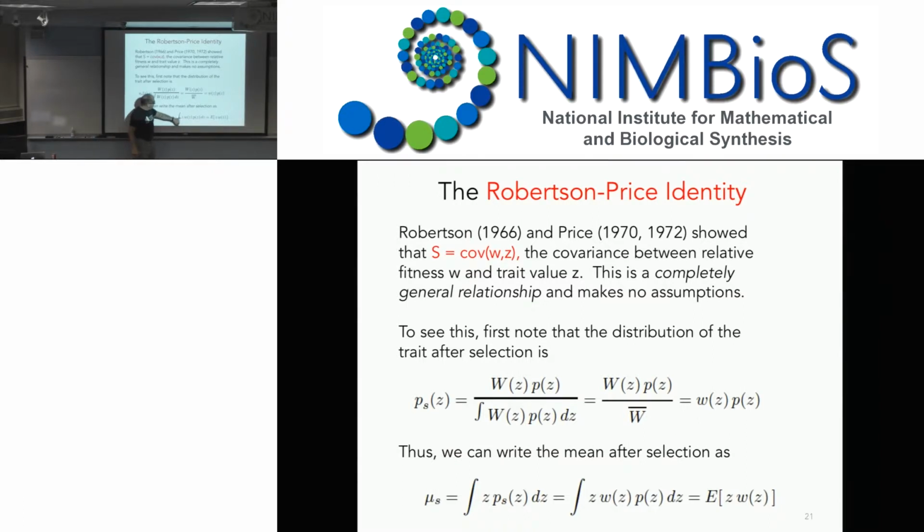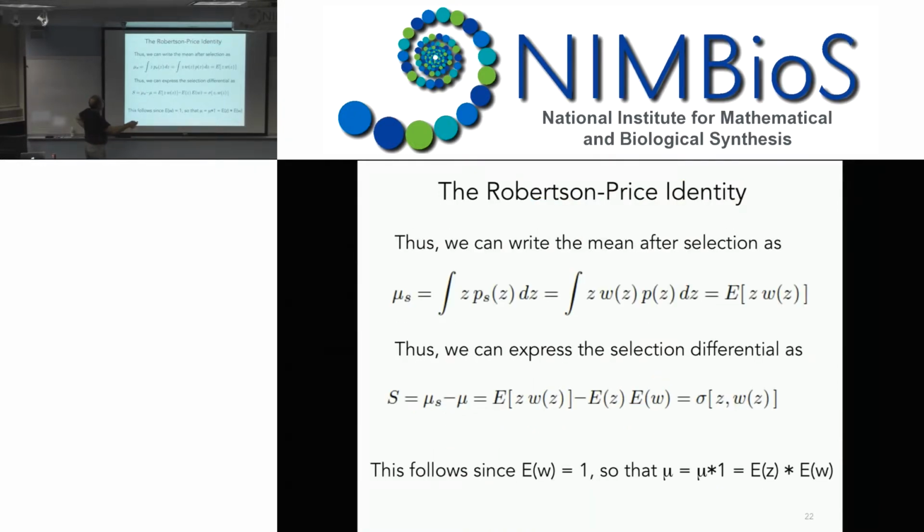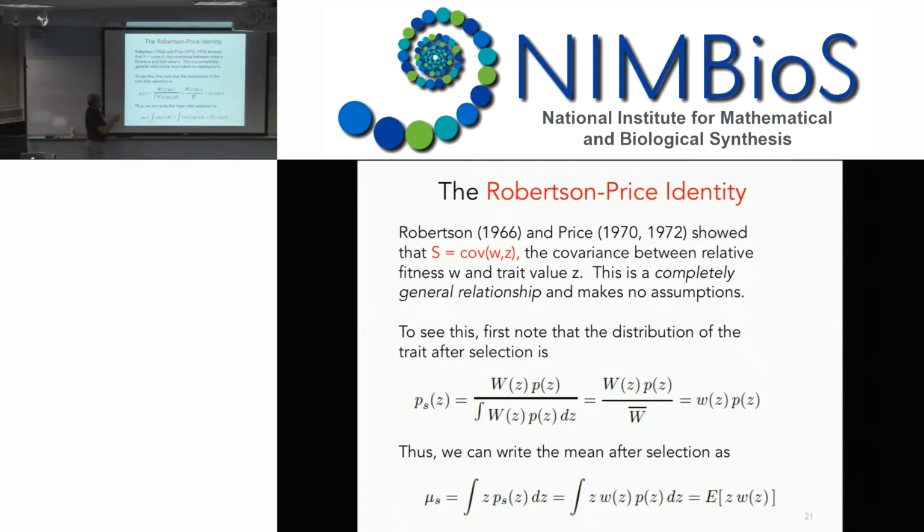If you look at this expression here, Z times W of Z, that's the expectation of this product. That's the first part of the covariance. So what is S, the within-generation change? It's the mean after selection minus the mean before. We know this is this product here. U is the expected value of Z. The expected value of relative fitness is 1, so I put that in there, and that's the definition of a covariance. So a very simple proof of the Robertson-Price identity, and it's extremely powerful.